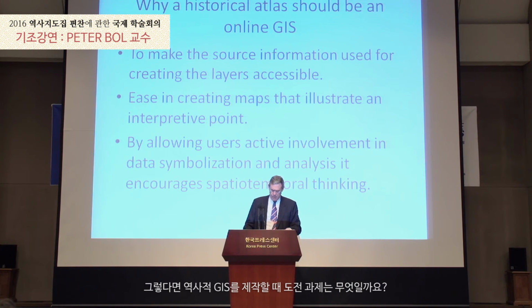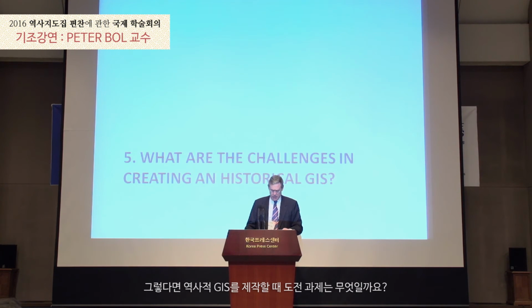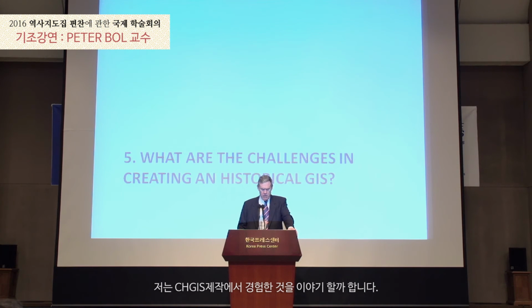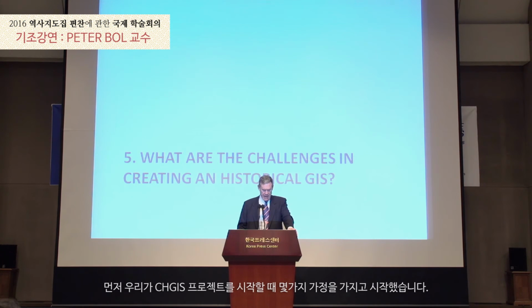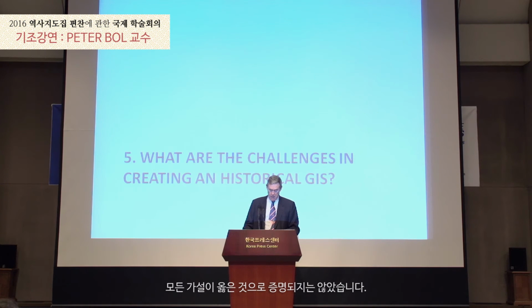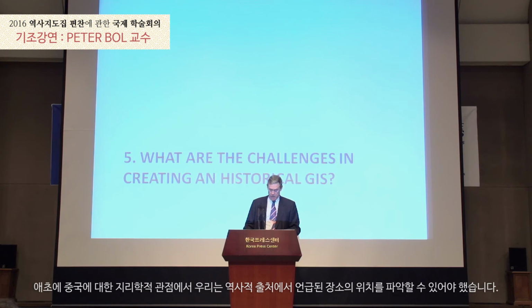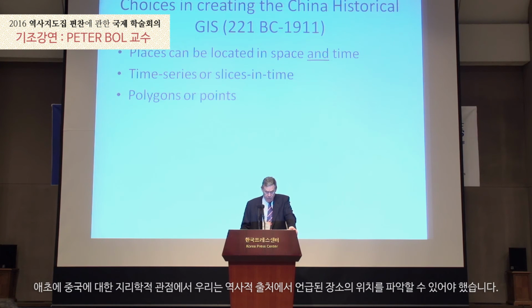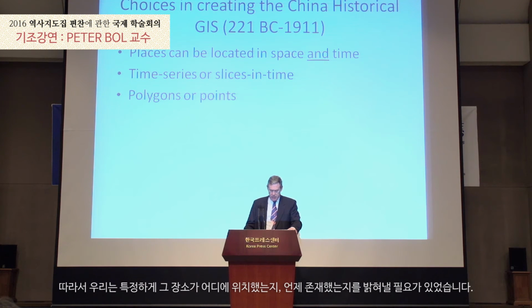So what are the challenges in creating a historical GIS? Let me turn to this. Let me speak to this from the experiences we had of creating the China Historical GIS. When we began the China Historical GIS project, we began with a certain set of assumptions, not all of which have been proven right. First, we thought that a geographic perspective on China requires, in the first place, that we be able to locate the places that were mentioned in historical sources. Thus, we needed to discover where those places were and when they existed in that particular capacity.